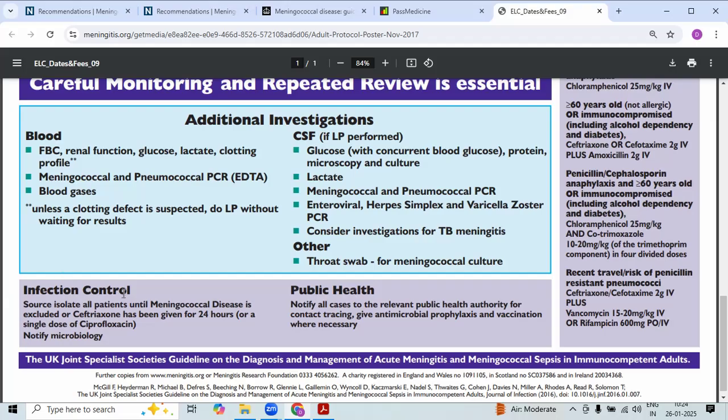So, infection control: you need to isolate all the patients with suspected meningococcal disease until meningococcal disease is excluded.